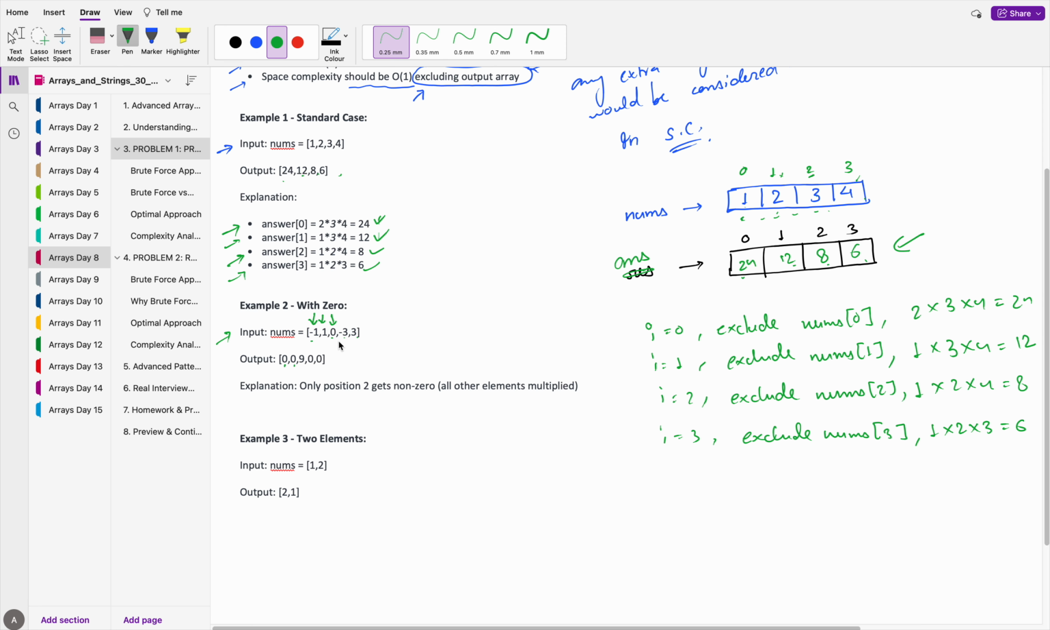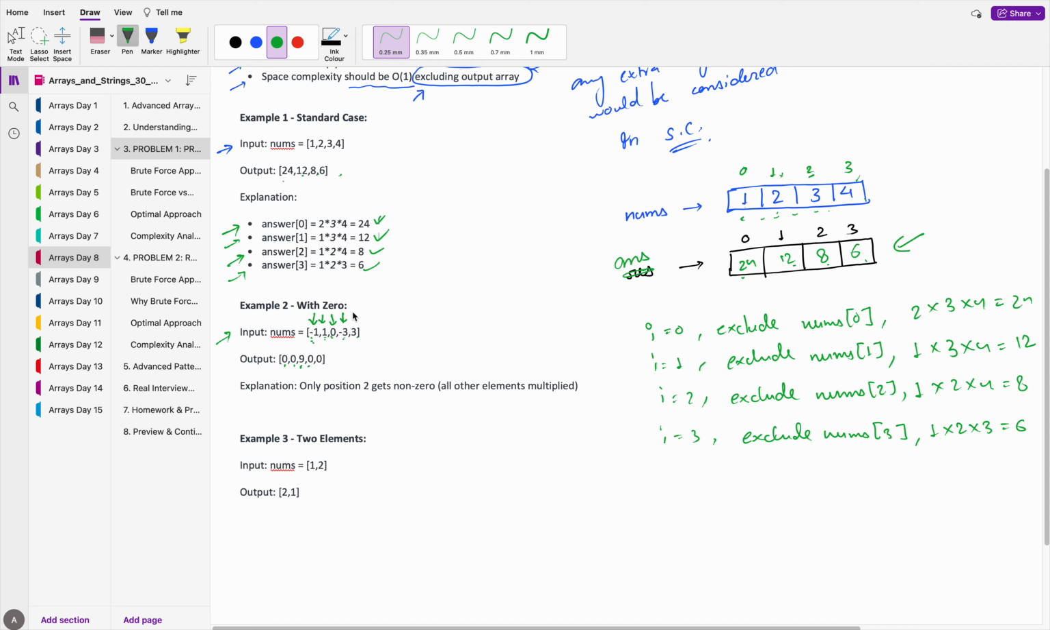Okay, now for the item 0. Exclude 0, multiply the rest of them. So it will become what? 9, 3 times 3 is 9. Though it is going to be -9, then -9 multiplied by -1, 1 and 1 again gives 9. Okay, for this also it will become 0 because -3 would be excluded, but 0 is there.